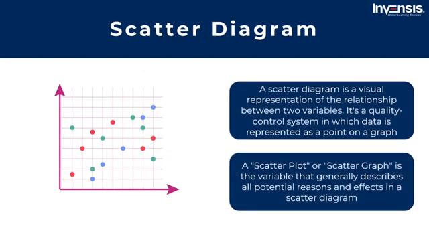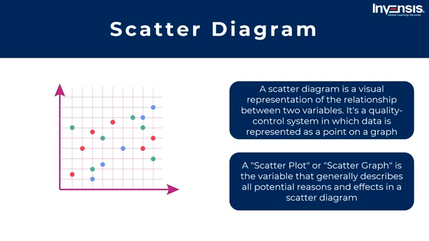A scatter diagram is a visual representation of the relationship between two variables. It's a quality control system in which data is represented as a point on a graph, with each point indicating the value on the horizontal and vertical axes. One of those two variables is independent, while the other is dependent on the first.